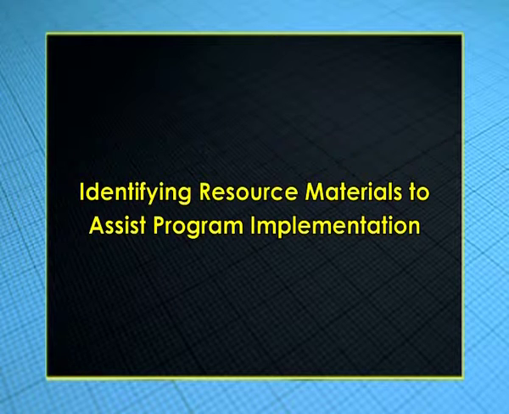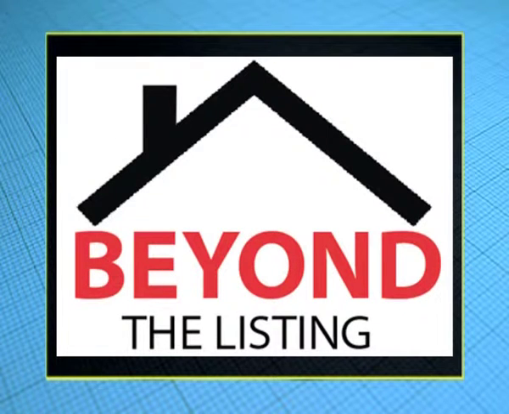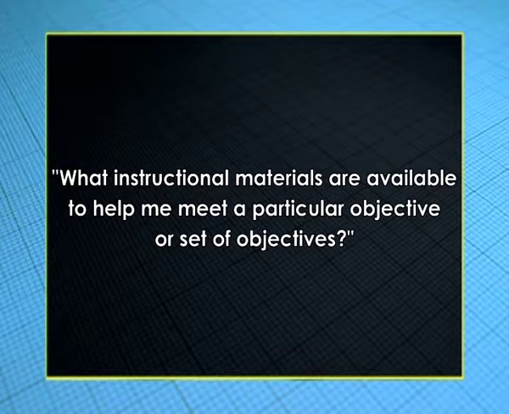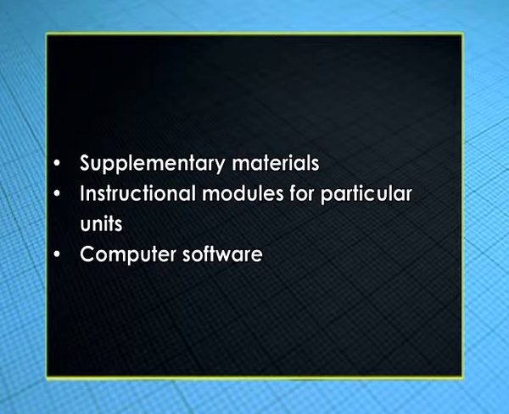After that, fourth, identifying resource materials to assist the program implementation. An effective curriculum guide goes beyond a listing of objectives and identifies suggested instructional resources to help answer the question: what instructional materials are available to help me meet a particular objective or set of objectives? As teachers and programs move away from a single textbook approach and employ a broad range of supplementary materials, instructional modules for particular units, computer software and the like, it is increasingly important that the curriculum guide suggests and links available resources to curriculum objectives.